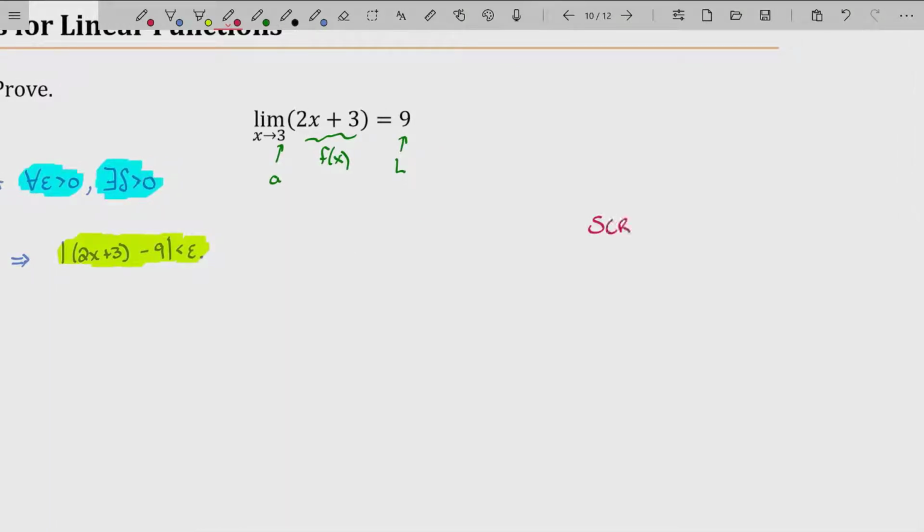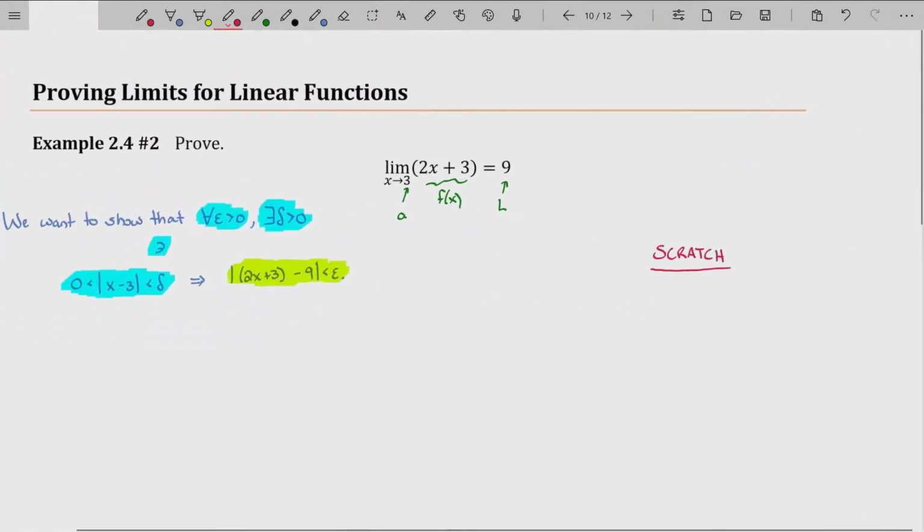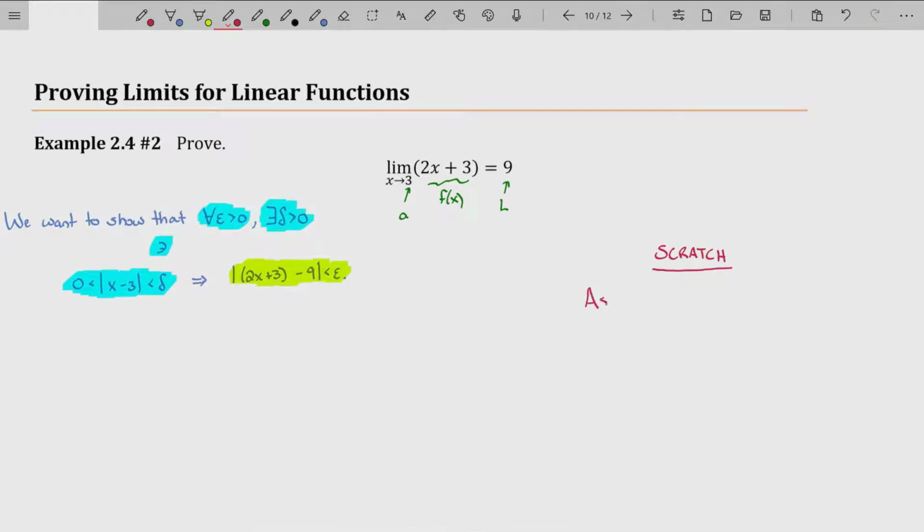Now, depending on your professor, they might require you to show your scratch work. I require my students to show their scratch work. So off on the side, I will assume where I want to be. I want to be at this end. So I'm going to assume that I've arrived there. Assume that the distance between f of x and L is less than epsilon. Just assume that our function is within an epsilon neighborhood of L.